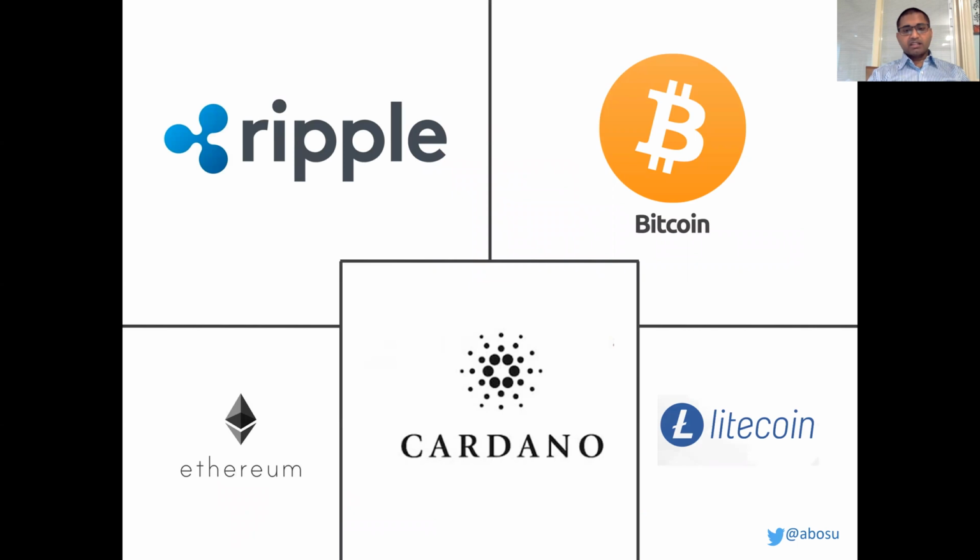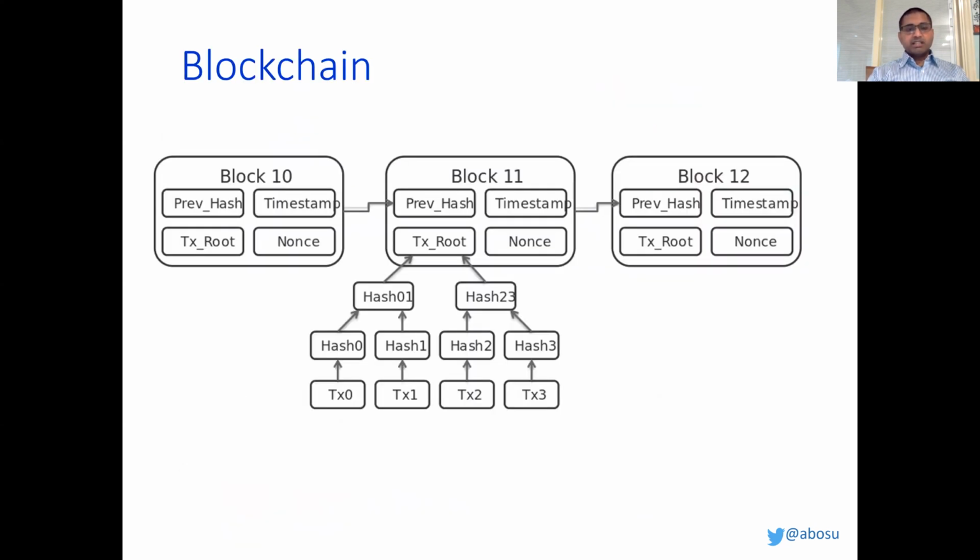Most of you have probably heard about Bitcoin, Ethereum, Cardano, Litecoin, and many other cryptocurrencies. Blockchain is the technology that has enabled those cryptocurrencies. In simple terms, blockchain is a chain of blocks where each block contains some data, a creation timestamp, and the hash of the previous block. As a result, if you alter one of the blocks, it will invalidate all the subsequent blocks.